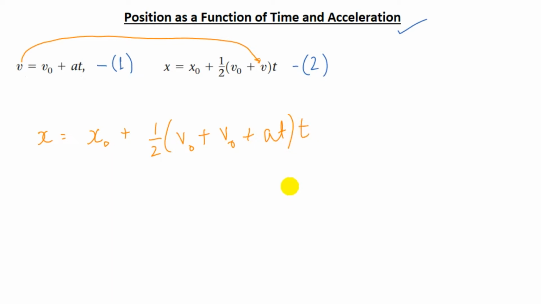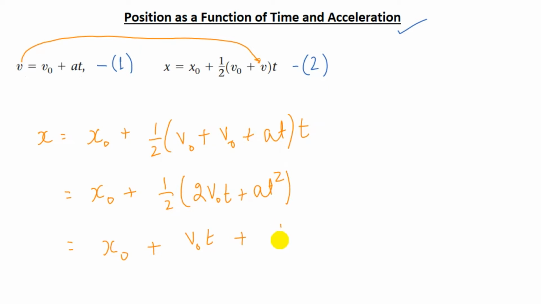Now we can simplify it further, so this would be equal to x naught + 1/2 (2 v naught + at), and we can multiply t here, so this would become t square, and here it will be t. So this would be equal to x naught + v naught t + 1/2 a t square. So this is our third equation.